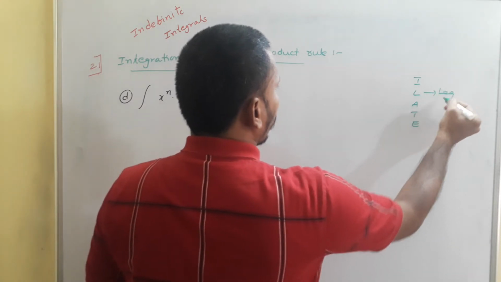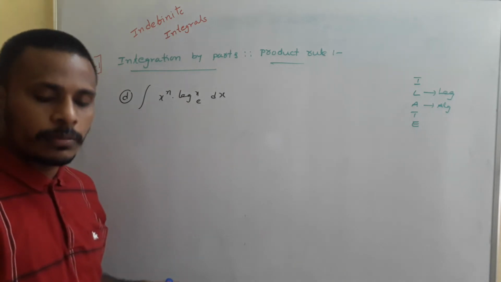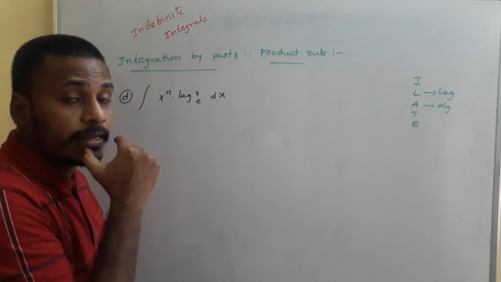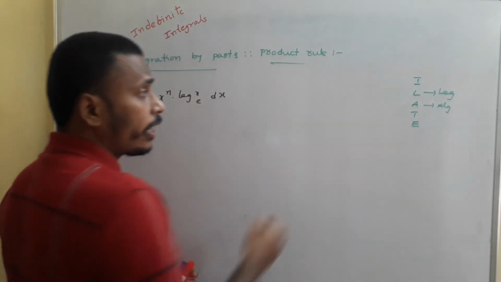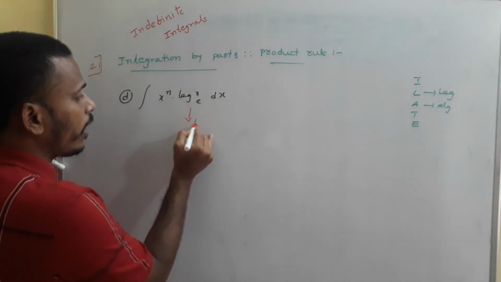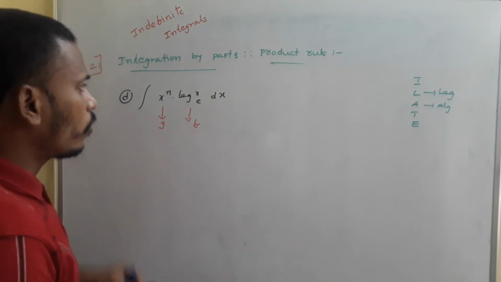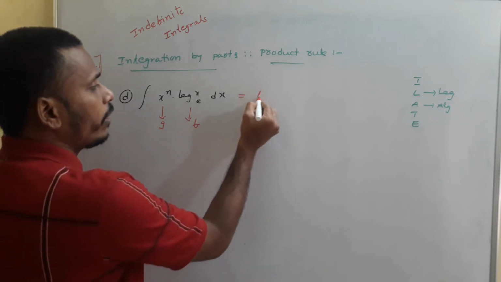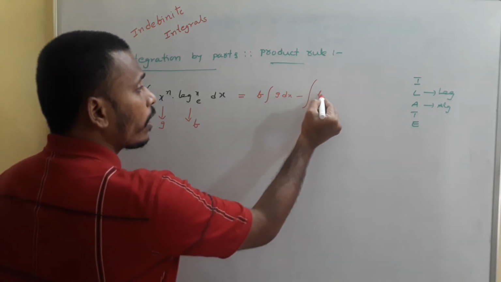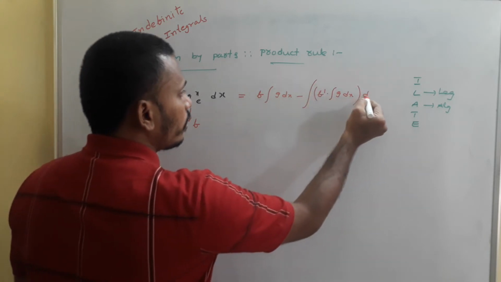L represents logarithmic, A represents algebraic. This problem involves one algebraic function and one logarithmic function. From the discussion, logarithmic function is f, because we need to follow this order, right? So what is logarithmic function? This log x base e is our f, and this x power n is g. Okay. Now what is that product rule? F into integral g dx minus integral of f dash into integral g dx and whole dx.